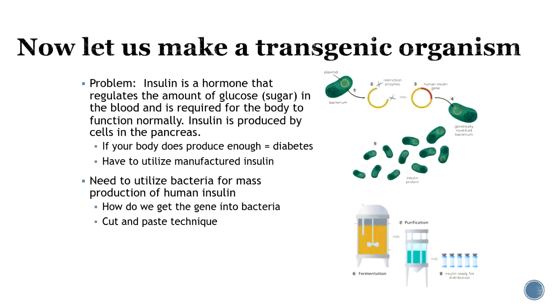So let's make one. Here's an example where we're going to make a transgenic organism, but we're going to make a little bacterium right here. So here's a problem that is common, insulin. Insulin is a hormone that regulates the amount of glucose or sugar in your blood. And you have to have it for your body to function normally. It's produced by the pancreas, and the pancreas is a super important organ.